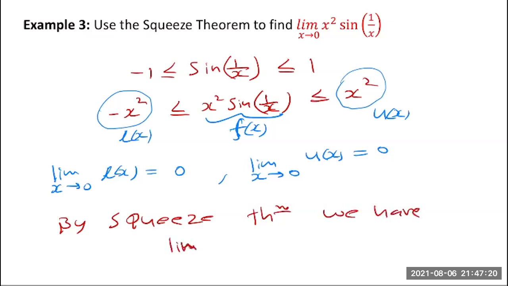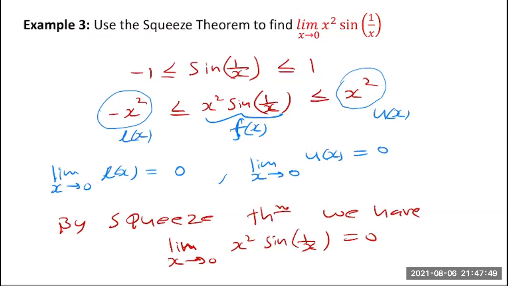the limit as x approaches 0 of f of x. F of x is this function, x squared times sine 1 over x, and it is equal to 0. So that is the limit of this function. And you can check using a graphing utility. Try to graph this one, you will see that the limit is approaching 0.